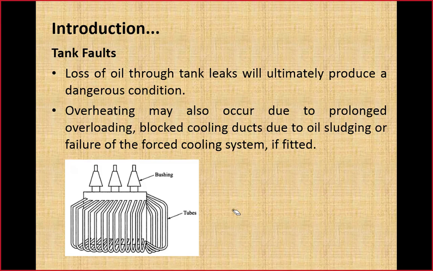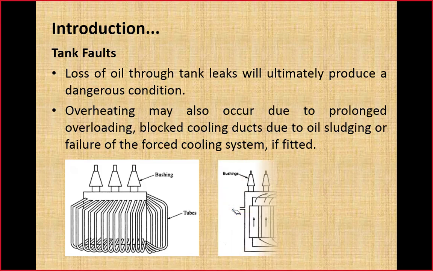So there are many reasons due to which this circulation may get affected. One is sludging of oil. Sludging means the oil will become viscous and would not be able to properly circulate within the transformer tubes. That sludging occurs due to the aging factor.